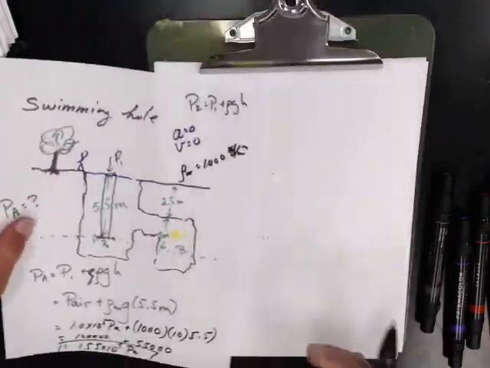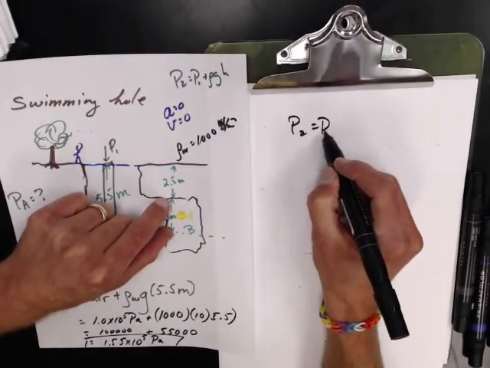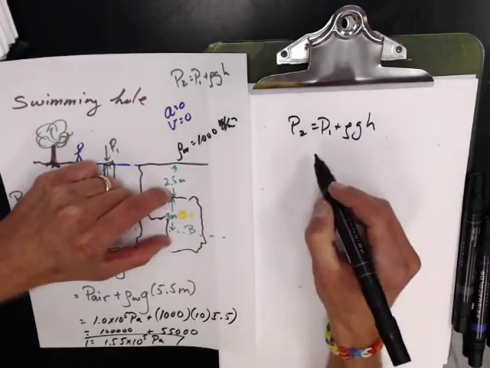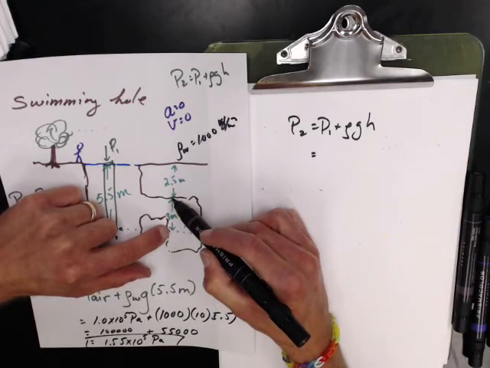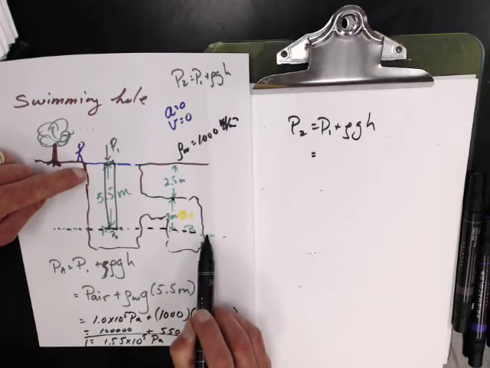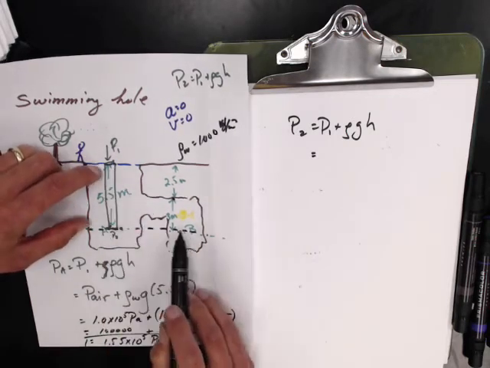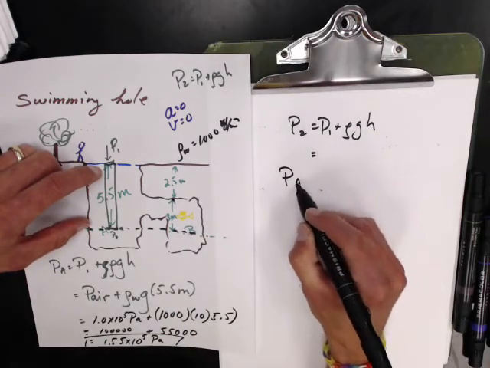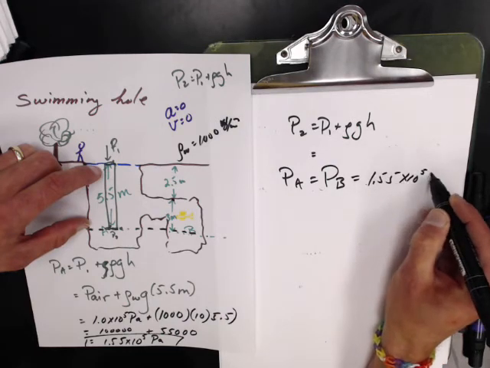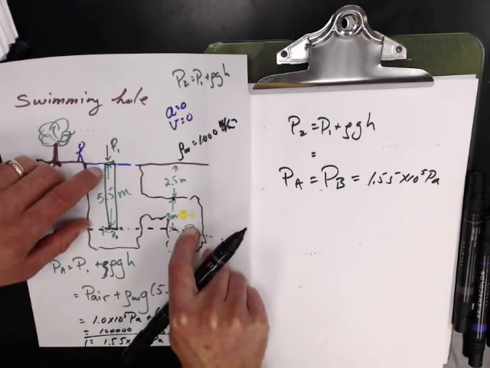We have 3 meters here. So P2 equals P1 plus rho g h. Oh no, I've got two things on top of each other. Oh wait, no, it's at the same depth. This water's not moving from one area to the other. So even though it's moved sideways, the pressure at A equals the pressure at B, which is 1.55 times 10 to the 5th pascals. Moving horizontally in the fluid doesn't change the pressure.